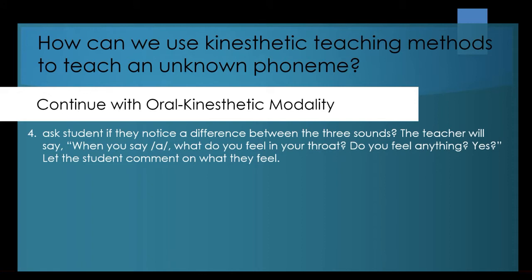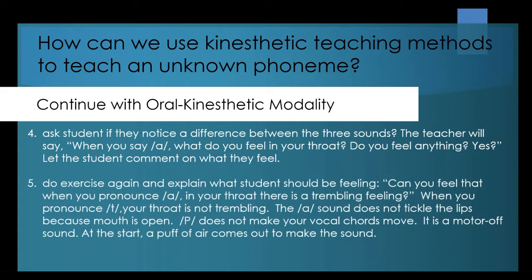They might say that their mouth is open. And they might say their jaw fell open when that happened. You'll do the exercise again for the different sounds. And the student will explain what they're feeling. You'll say, can you feel that when you pronounce ah, in your throat, there's a trembling feeling, a vibrating feeling? When you pronounce t, in your throat, is it trembling?